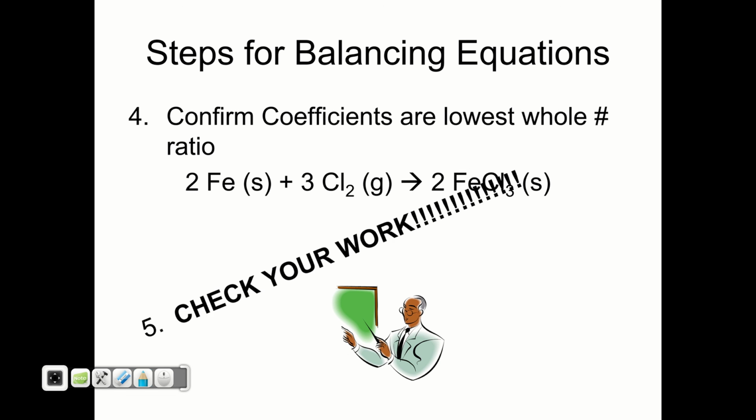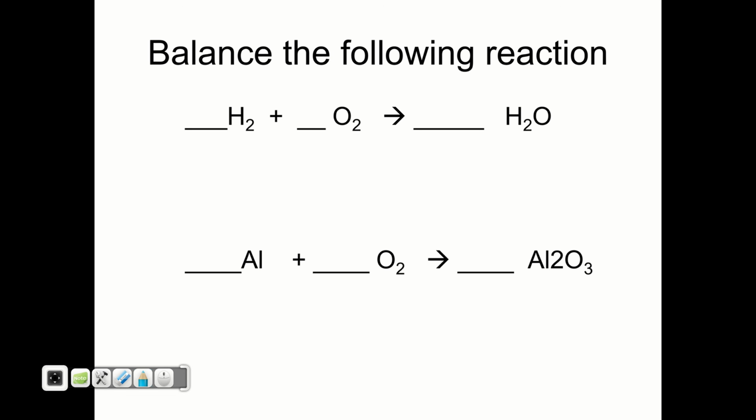Check your work. So if we practice some, what I have is 2 hydrogens, 2 hydrogens. So that's all done. I don't want to touch anything yet. At least it's good for now. I have 2 oxygens, I have 1 oxygen. So I need more oxygens on this side.